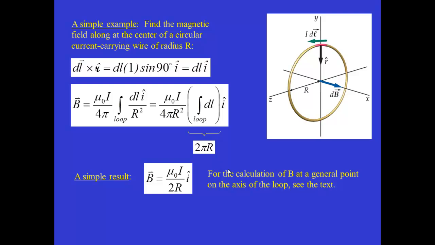Now, it's sometimes useful to calculate an expression for the magnetic field at some general point on the axis of the ring. So at some distance x away from the center of the ring, what would be the magnetic field? The Biot-Savart law can be used to do that too, but it's a little more complicated, and I'll let you look at that in the textbook.